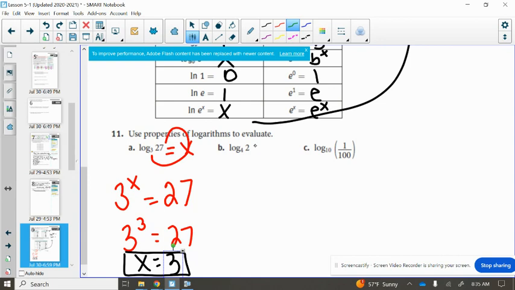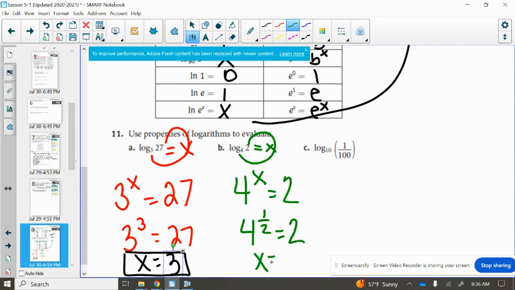In my next example, again, if I want to evaluate this without a calculator, if I rewrite this as an exponential, 4 to the x power equals 2. Well, really, on this one, we know that 4 to the 1/2 power is going to give us an answer of 2. So my x this time is 1/2.